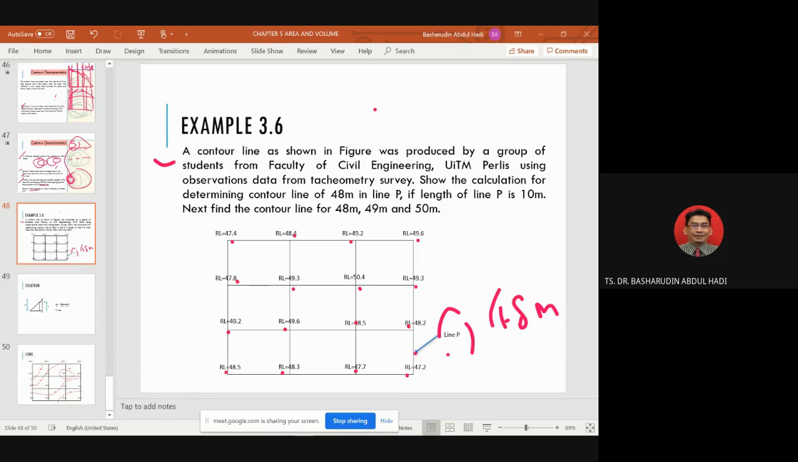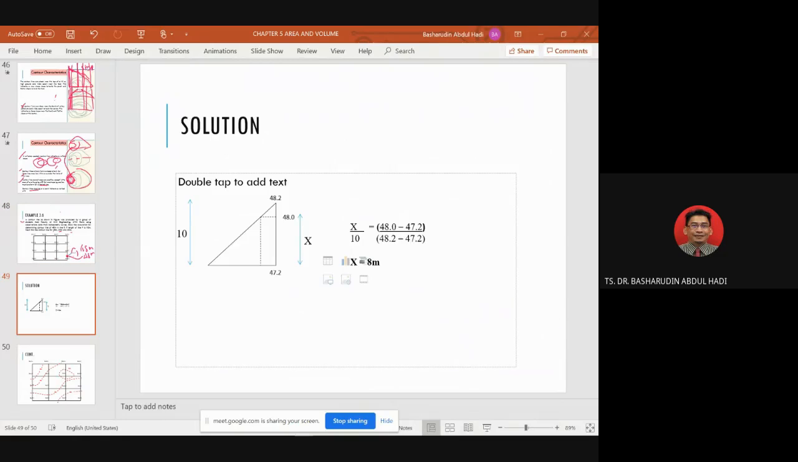So here you have one portion. Here they tell us the value is 48 meter. They want you to find the position of the 48 meter contour because they want to plot the contour. They also want you to find the 49 and 50 meter contours. Okay, so the solution is like this.